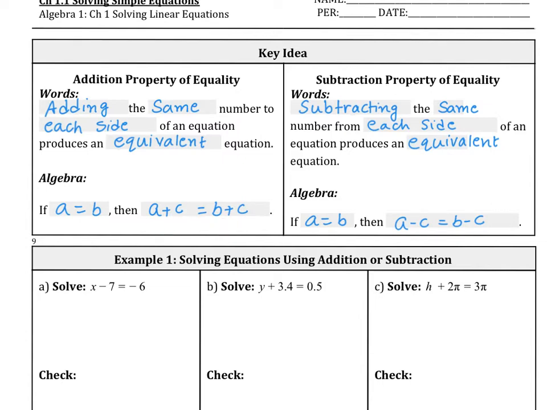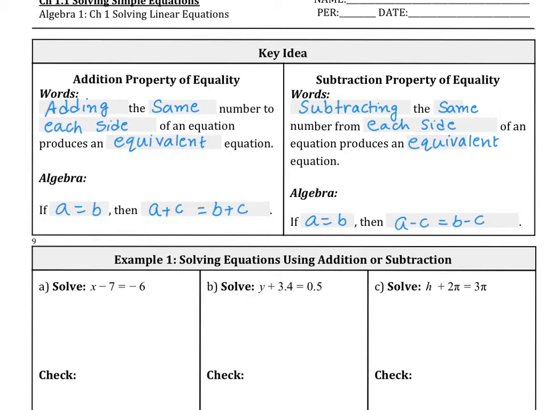Similarly, for the subtraction property, if you subtract the same number from each side, the equation will not change. It will still be an equivalent equation. So subtracting the same number from each side of an equation produces an equivalent equation. Now we are going to do the examples related to this property.